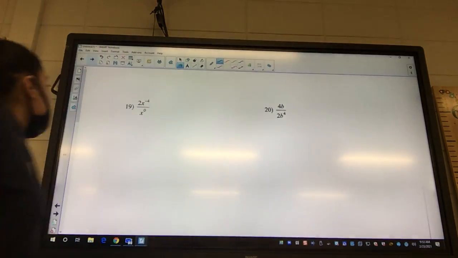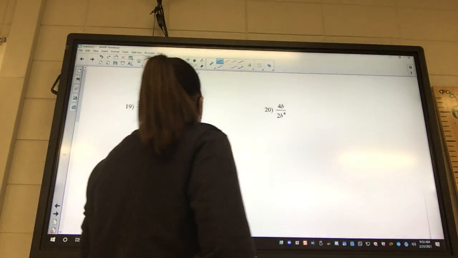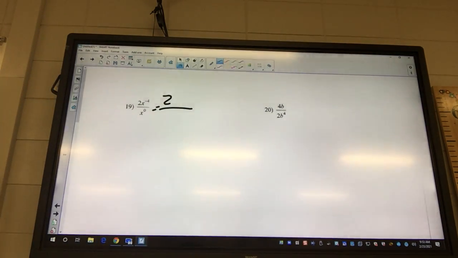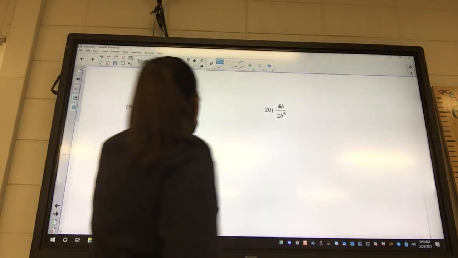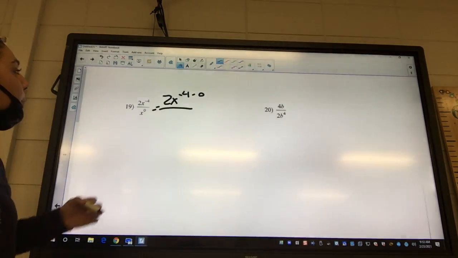Okay, 19. Okay, this is division rule. So we got our little bar here. We put our big numbers. What do we do with the littles? We subtract them. So it's going to be x to the negative 4 minus 0. Yeah, that's horrible.